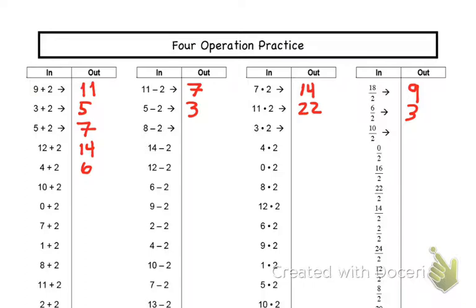On the fourth column, we have 18 divided by 2 is 9, and 6 divided by 2 is 3. So in all of these, we have an input, and then we push out an output.